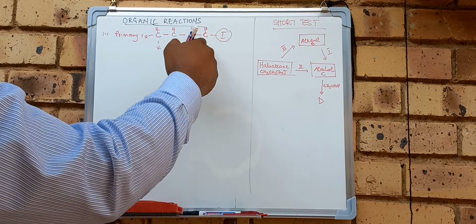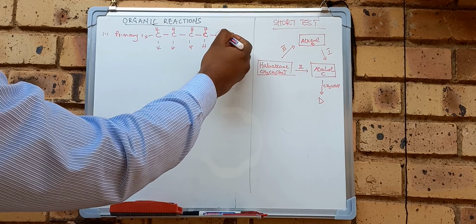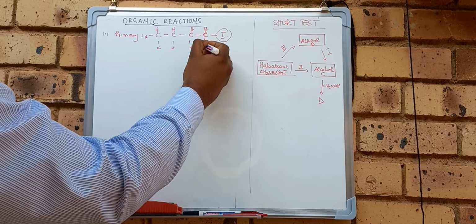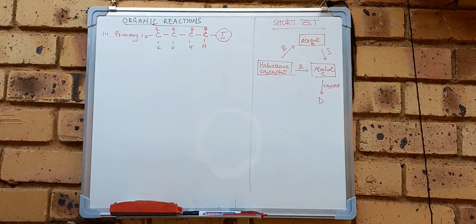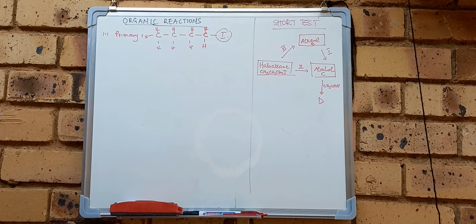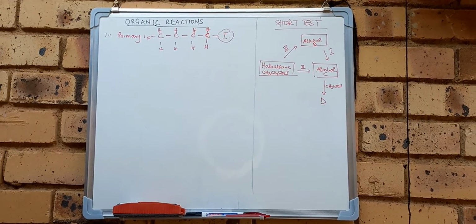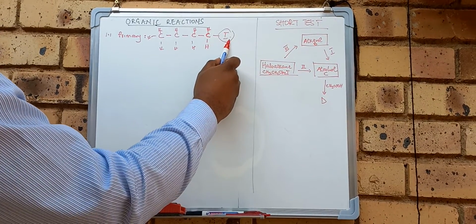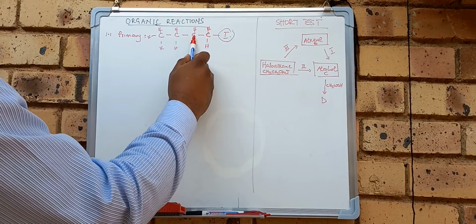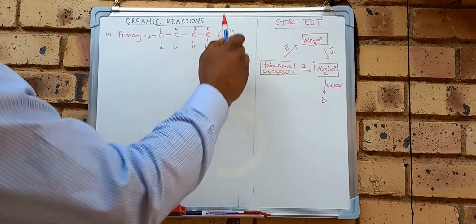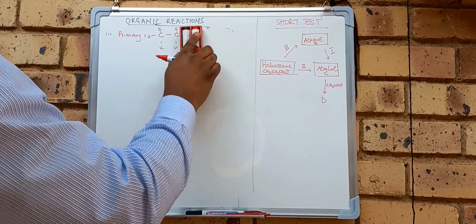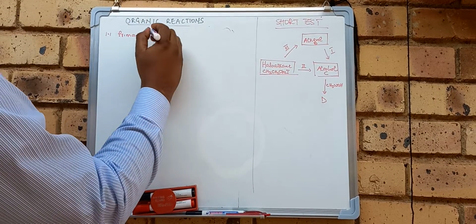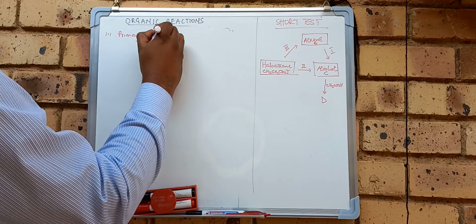The carbon that is having the functional group is attached to one other carbon. This side is hydrogen and the other side is hydrogen. That's why we said that it is a primary. So the carbon that is having the functional group is attached to one other carbon directly. Here is hydrogen, the other one is hydrogen. So it is a primary haloalkane.